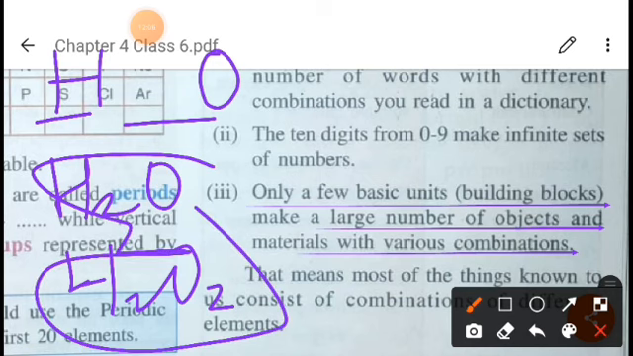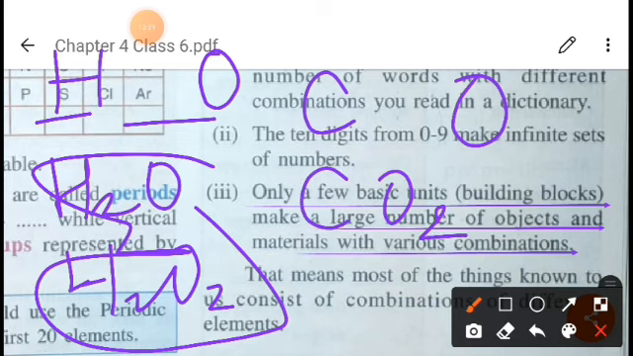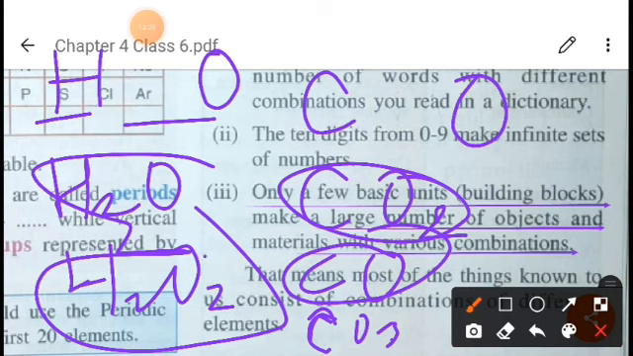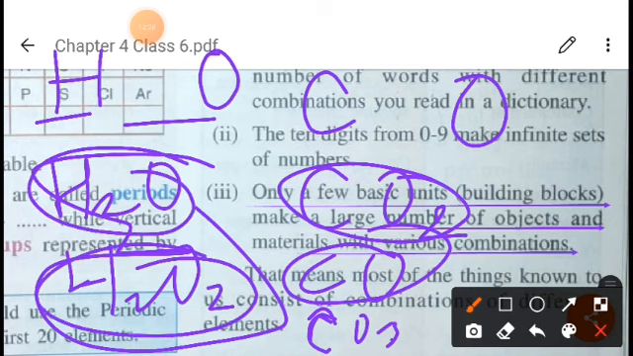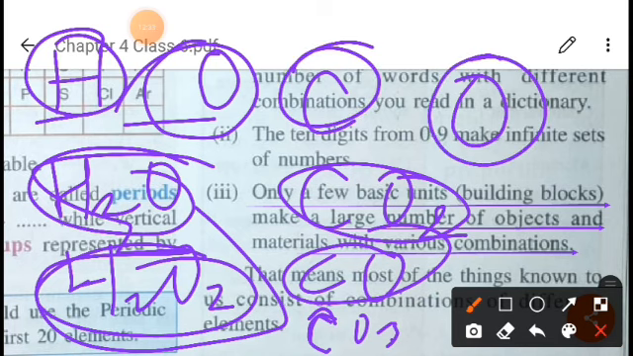In the same way, here is another example: carbon and oxygen. From carbon and oxygen, we can make CO2, carbon dioxide. We can make carbon monoxide, and we can make CO3, carbonate, just like this, right? So what are these? These are compounds. This is a compound, this is a compound, this is a compound, of which the elements are hydrogen and oxygen, or carbon and oxygen, right?